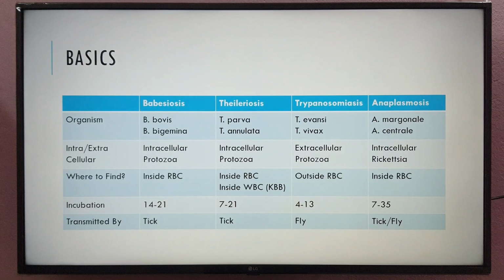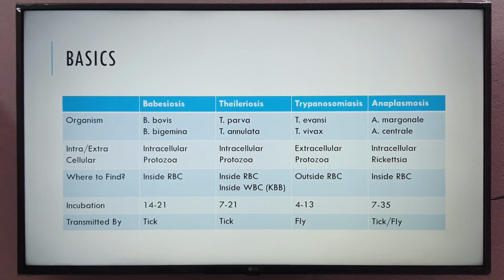First we will know some basics, like which organism. In Babesiosis, in large ruminants, mostly Babesia bovis and Babesia bigemina. In Theileriosis, Theileria parva and Theileria annulata. In Trypanosomosis, Trypanosoma evansi and Trypanosoma vivax. Then in Anaplasmosis, Anaplasma marginale and Anaplasma centrale. The spelling is wrong, it's okay.